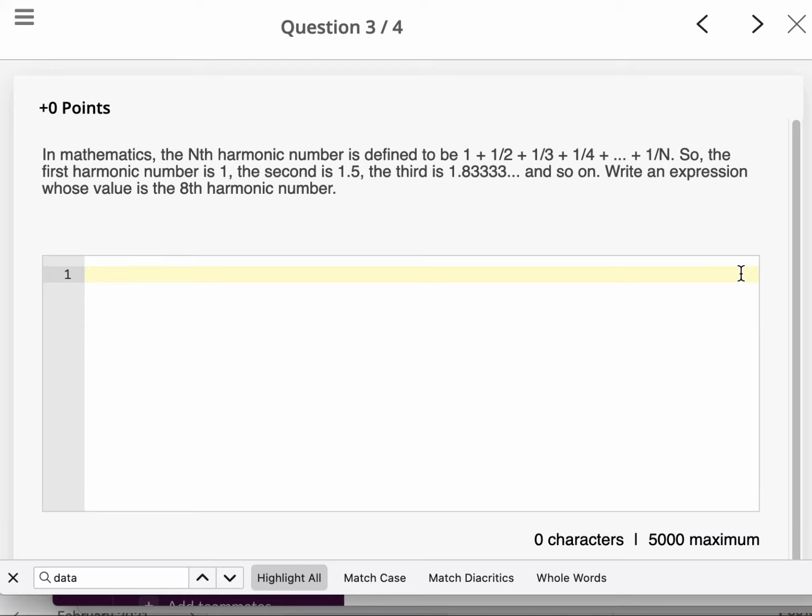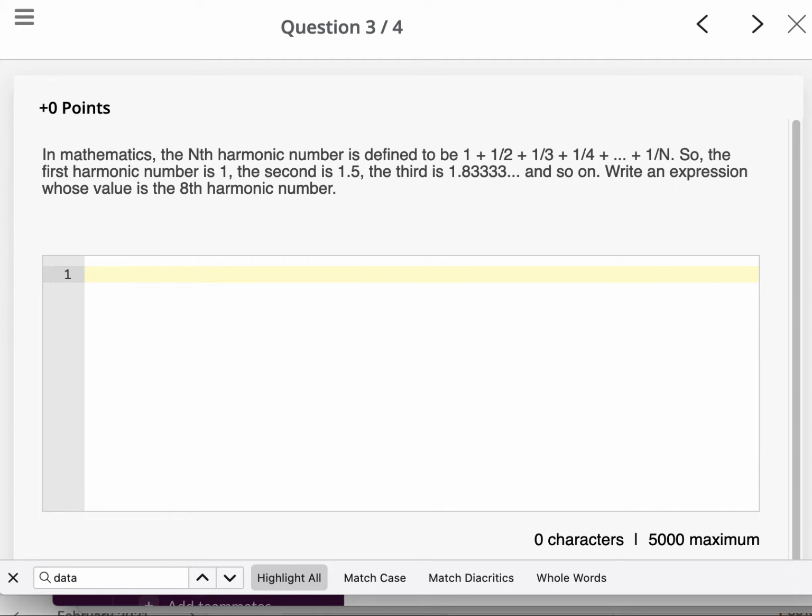In mathematics, the nth harmonic number is defined to be 1, then a half, a third, a fourth, and so forth. So the first harmonic number is 1, the second is 1/2, and so forth. Write an expression whose value is the 8th harmonic number.